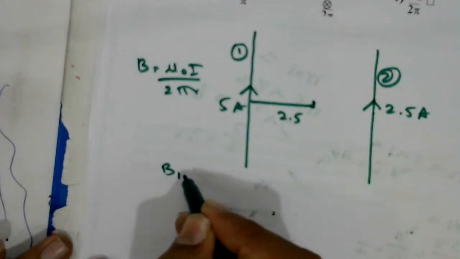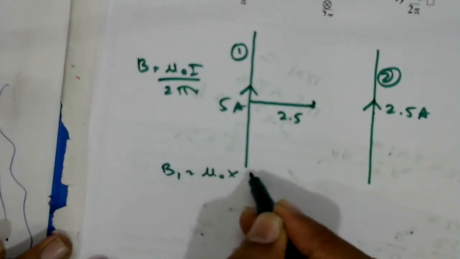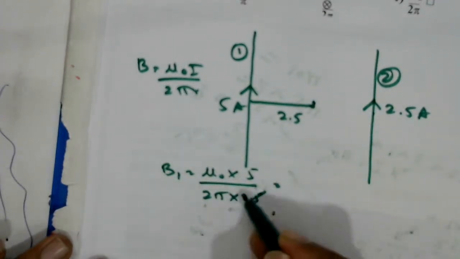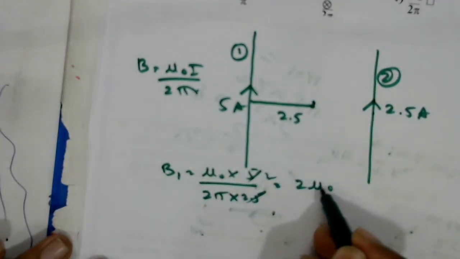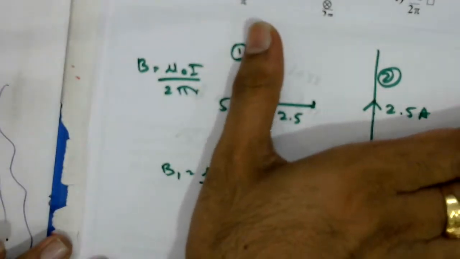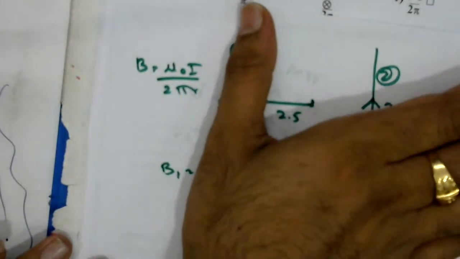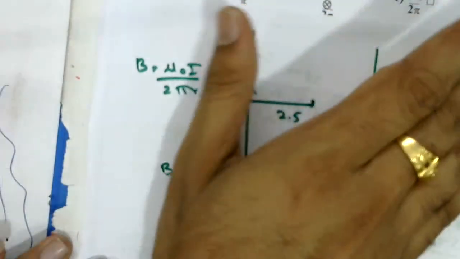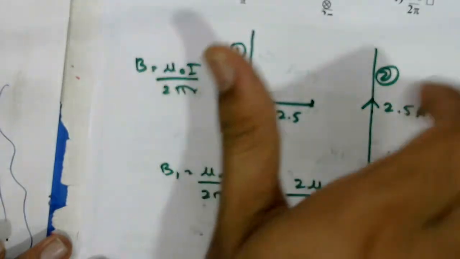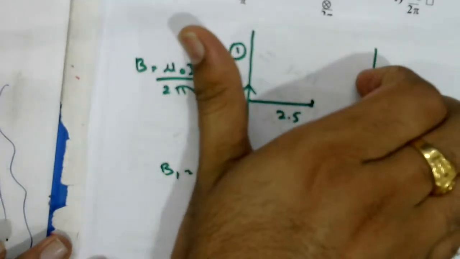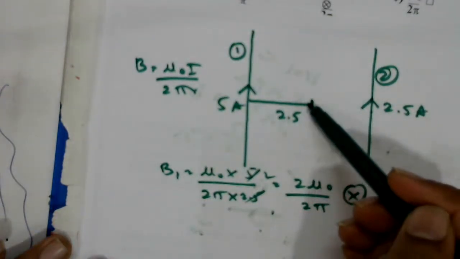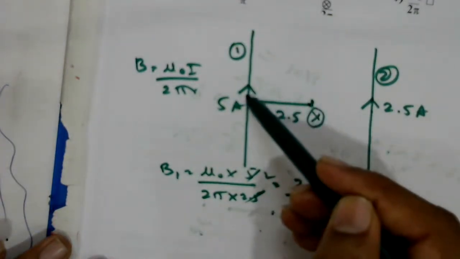Now B1 is equal to mu naught into I, which is 5, upon 2 pi into 2.5. So 2.5 ones are 2.5, that is 2 mu naught by 2 pi. This is cross, it is inside. Why? Because the thumb indicates the direction of current. These fingers, which side they will curl, toward that side the magnetic field will be there. So at this point the magnetic field is inside due to this conductor.